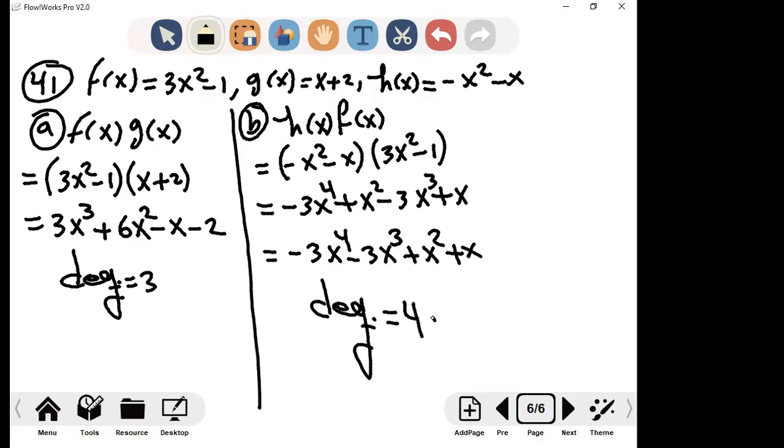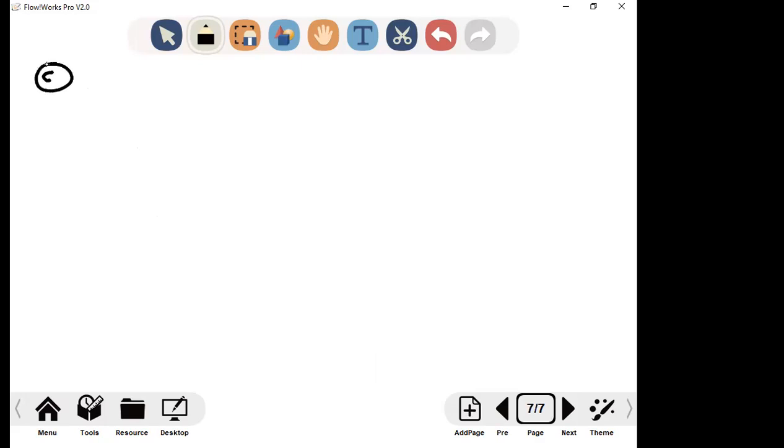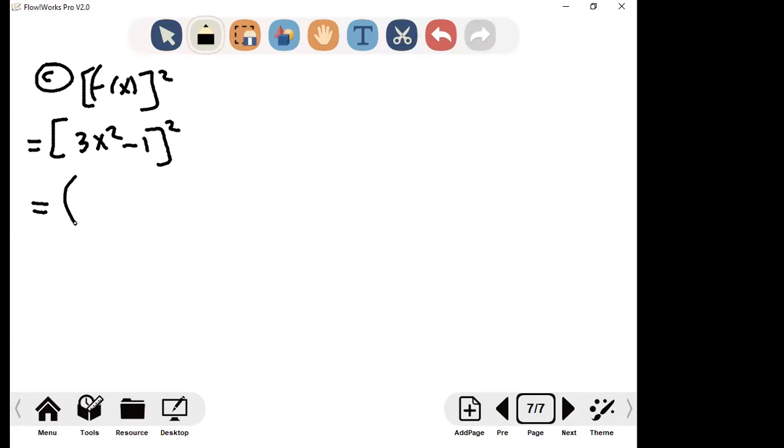Let's go. Part C. In part C, we want f of x all power of 2. F of x to the power of 2 equals, what's f of x? 3x power 2 minus 1. 3x power 2 minus 1 power 2 means multiply by itself, right? So this is equal, parenthesis, 3x power 2 minus 1 multiply 3x power 2 minus 1.